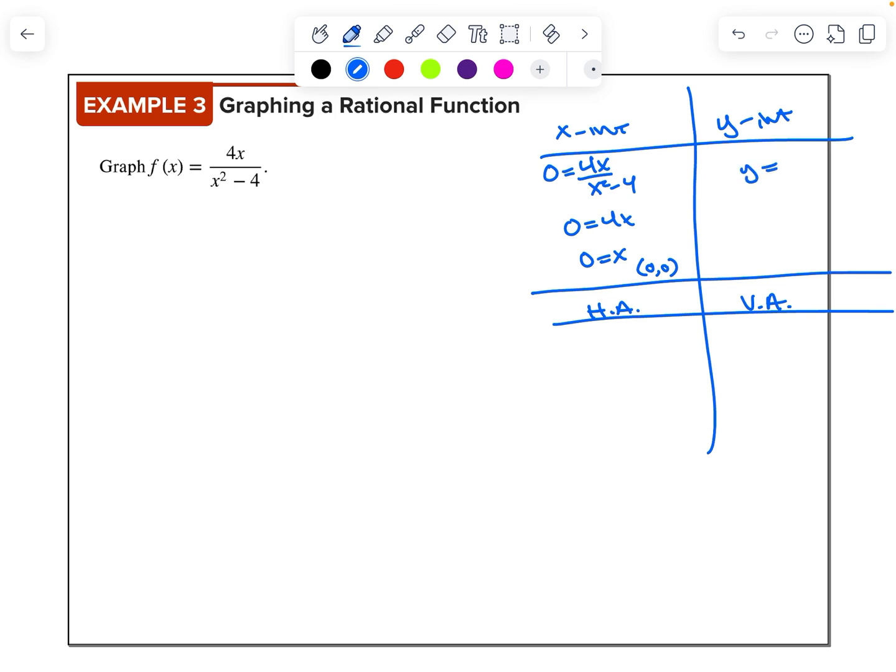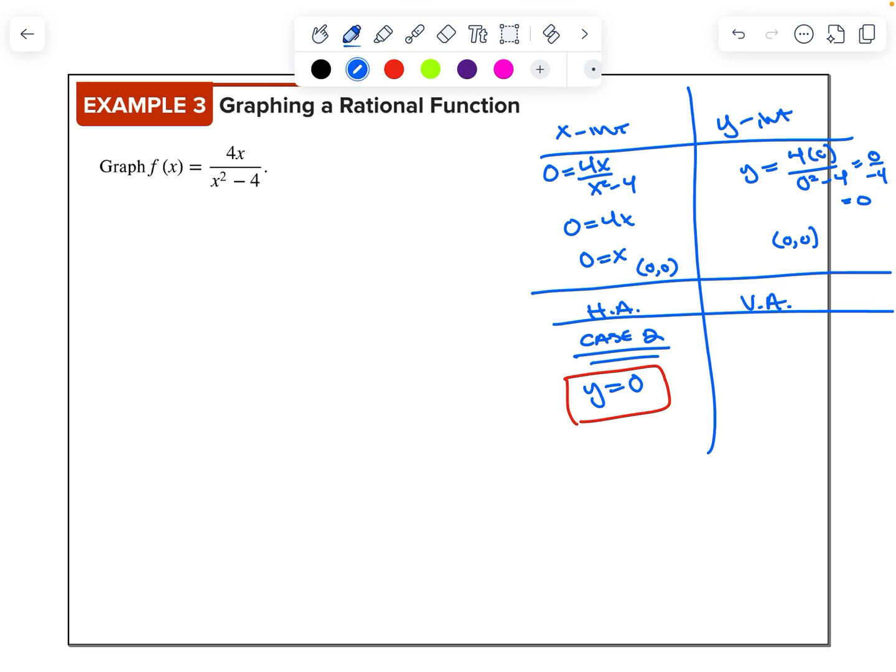But we can check it anyways. If I said y equals 4 times 0 over 0 squared minus 4, that'd be 0 over negative 4, which is 0. So that's the point 0, 0. Our x-intercept and our y-intercept are 0, 0. Horizontal asymptote, this is case 2, where the bottom has higher degree. And so our horizontal asymptote is at y equals 0.